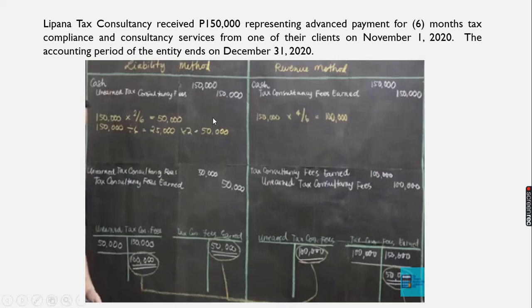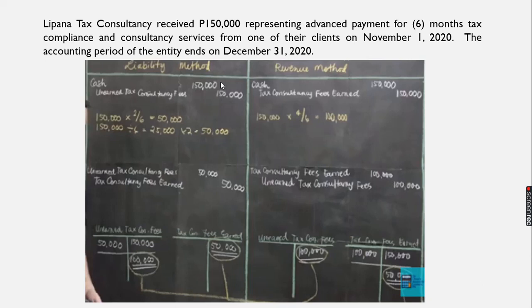So, ang liability method, ang entry mo dyan, yan, cash, 150,000 and unearned tax consultancy fee or unearned revenue which is 150,000. Ngayon, i-divide mo siya sa, kasi 2 months lang naman yung pag natapos na yung year, kapag December 31 na. So, parang 2 months lang yung na-earn mo na at the end of the year or the end of the 2020, tama? So, 150, i-divide mo siya sa 2 over 6. Makukuha mo yung 50,000 or 150 divided by 6 months. And then times 2.